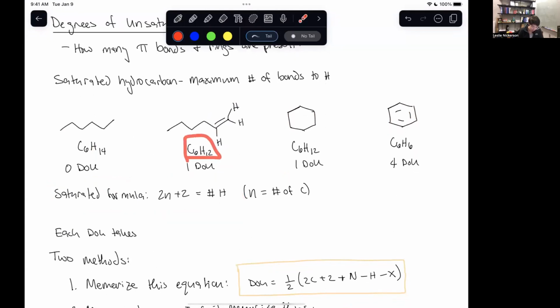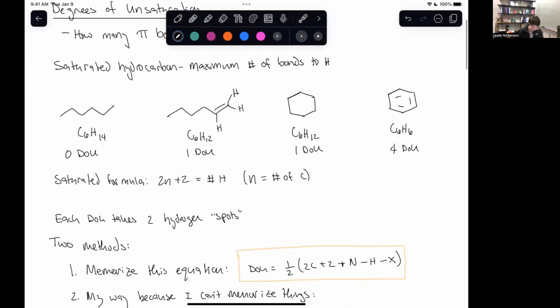And notice what happened every single time we added 1 degree of unsaturation. We lost 2 hydrogens, right? When we have 4, we ended up getting rid of 8, right? So it's 2 per degree of unsaturation. Each degree of unsaturation takes 2 hydrogen spots, where we used to have hydrogens, but now we do not.